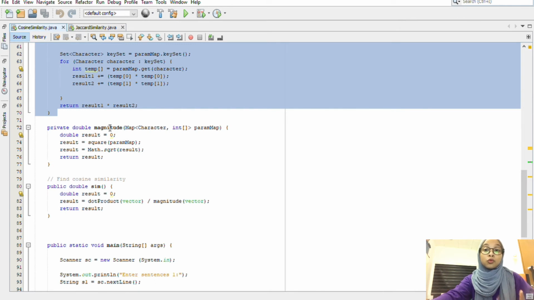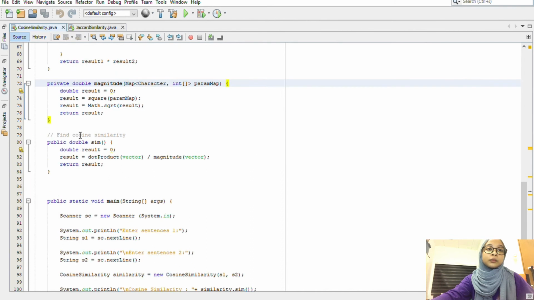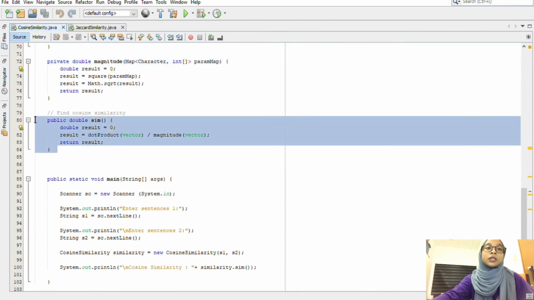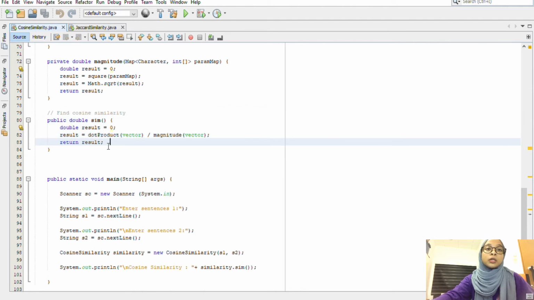To find cosine similarity we must have the magnitude, right? So this is for the magnitude. Then this one is to find cosine similarity, which is the dot product divided by the magnitude.